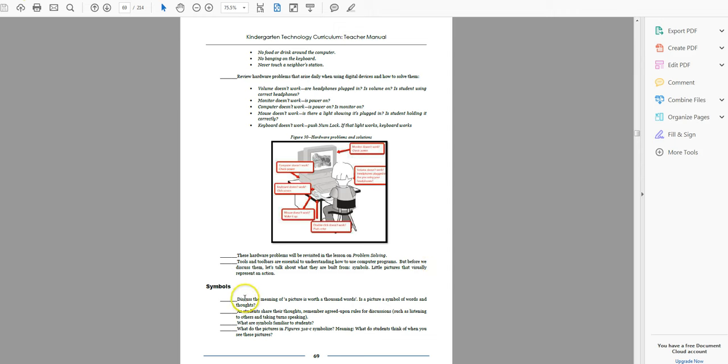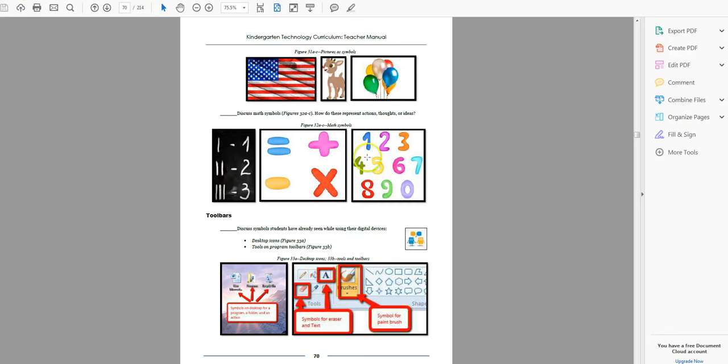Okay, tools, toolbars, and symbols. Symbols, what are they? So discuss that with them. They undoubtedly use symbols in their classrooms. They have these symbols they're probably using. Maybe not the Roman numerals, but those. Maybe they are. So there you go. And there are these and the math symbols.